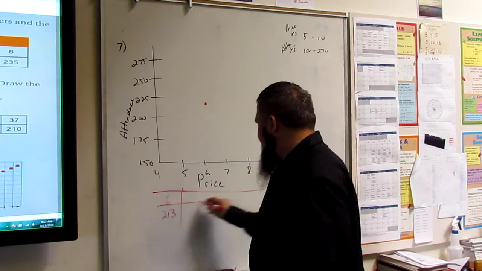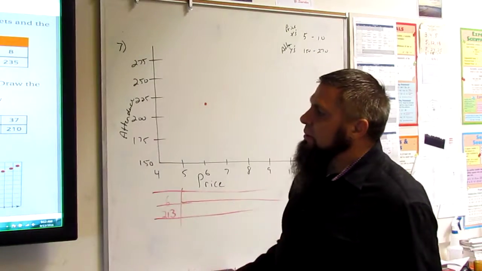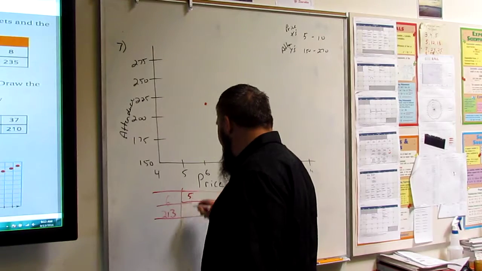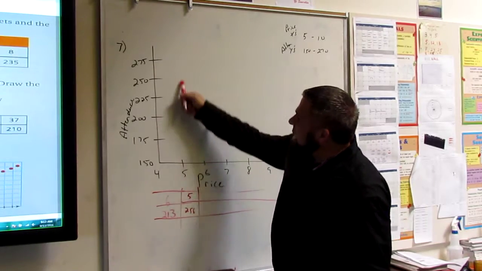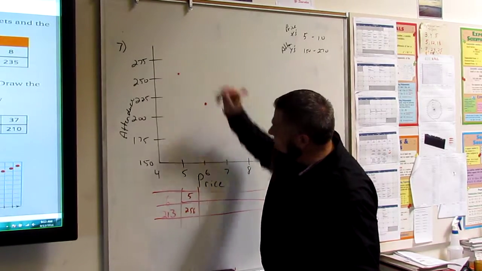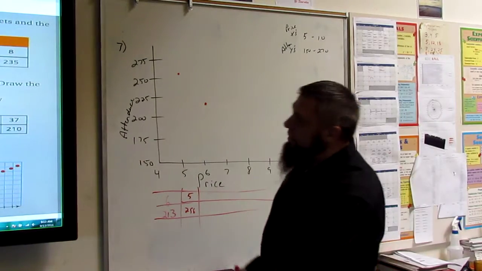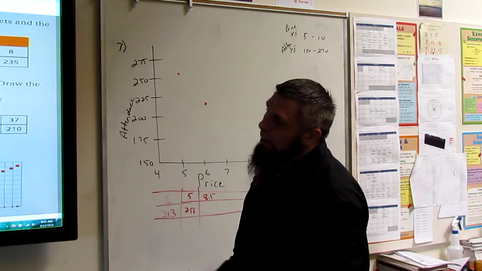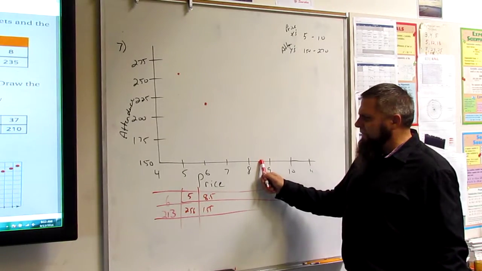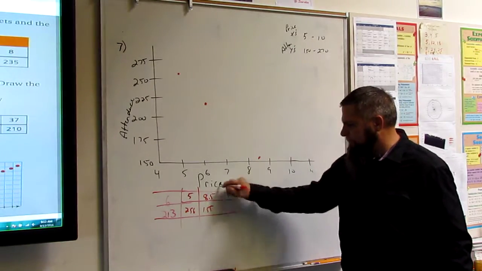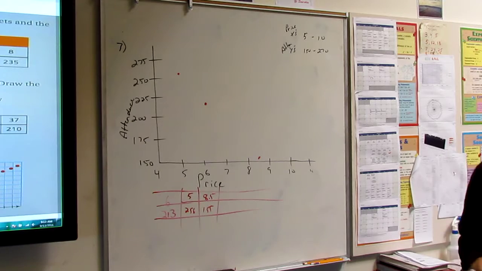Alright, so the next one is 5 and 256. So 5 and 256, about here. Does that make sense? And then the next one is 8.5 and 155. So 8.5, that's halfway, and 155 is just a little bit up. Done. Keep it simple. You're just plotting these points.